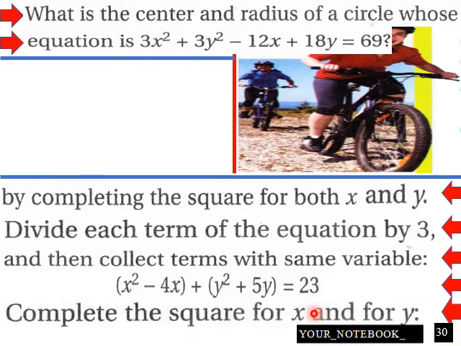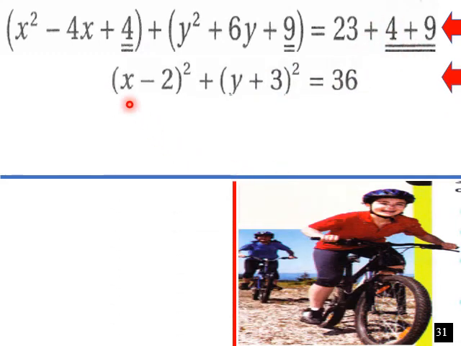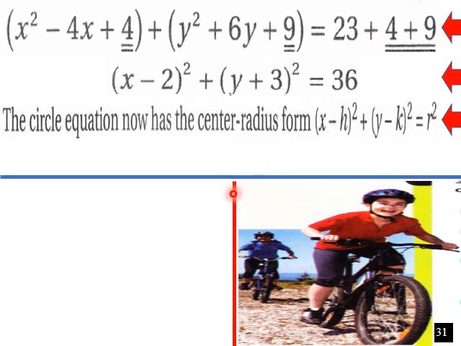Complete the square for x and y. So now we have to complete the square here and then complete there. Remember how to do that? We take 1/2 of b and square it, 1/2 of b and square it. We end up with 9 here and then 4 here. And then we have to add these on the other side too. Don't forget to do that. So now we have (x − 2)² + (y + 3)² = 36. 13 and 23 become 36.